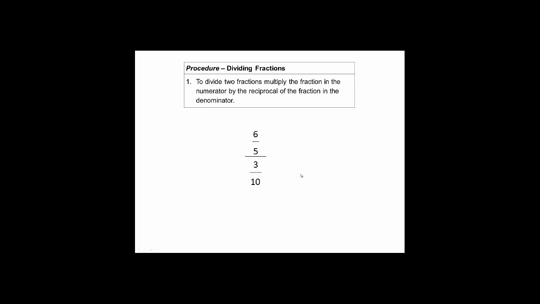Now, in practice, what most students do is they just take 6/5 and multiply it by 10/3. That is, they say, well, I just take the bottom and flip it upside down. And although that's true, it's not mathematically correct in the sense of the vocabulary. So I'll keep talking in the vocabulary of taking reciprocals.